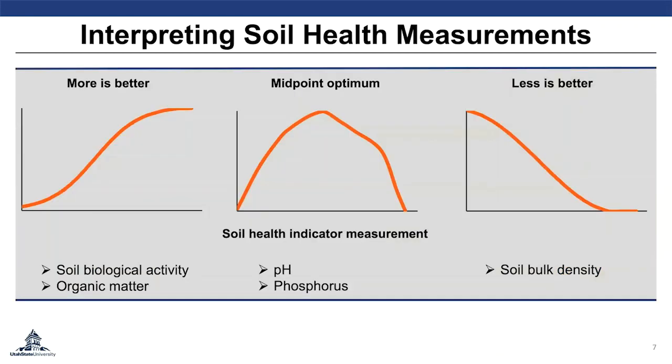Now, interpreting those measurements, for example, looking at soil biological activity or organic matter, your soil's health is going to improve as that indicator measurement increases. So we have this more is better curve, and as that value increases, you're going to have better soil health. Versus with pH or phosphorus, you're looking at this midpoint right here in this middle range, and you're going to have better soil health. Versus with bulk density, if you have lower bulk density, your soil's health is going to be better overall because your soils aren't going to be restricted by any compaction layers.